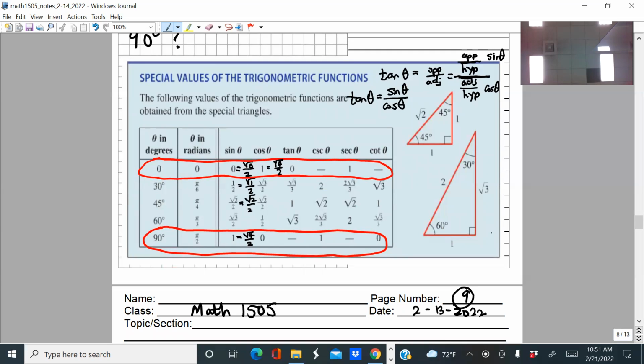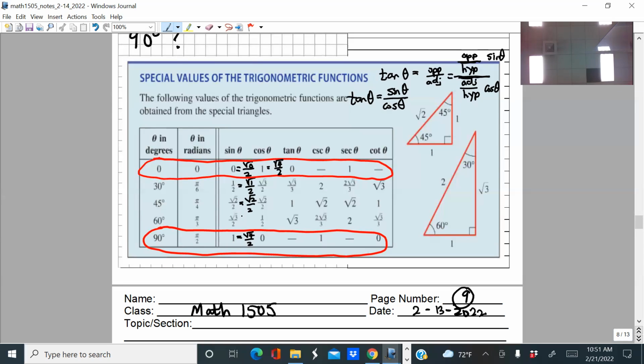So for sine, there's the special angles. Sine of 0 is 0 for some reason, all right, and then sine of 30 degrees is 1/2, right? Sine of pi over 6 is 1/2. Sine of 45 degrees, square root of 2 over 2. Sine of 60 degrees, square root of 3 over 2. And then finally, the sine of 90 degrees, pi over 2, is for some reason 1.